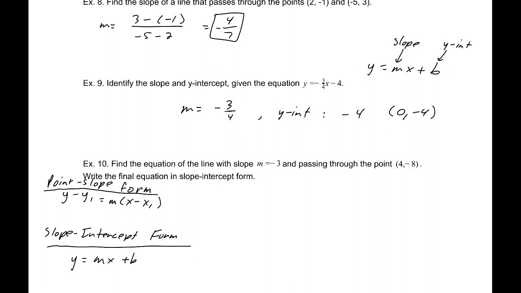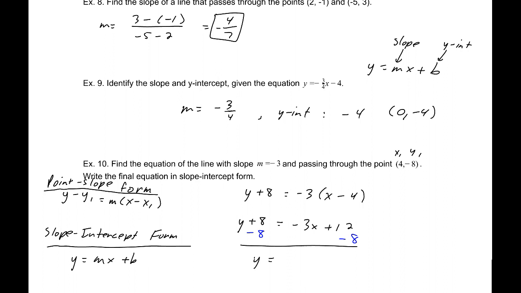First we'll use the point slope, so y minus y1, so y minus negative 8, I'm going to write that as plus 8 because I'm subtracting a negative, equals m, that's negative 3, times x minus x1, so x minus 4. So that is the equation in point slope. Now, if I want this in slope-intercept form, I need to distribute and isolate the y value. So if I distribute that negative 3, negative 3x plus 12 equals y plus 8, and then isolating the y, I get y equals negative 3x plus 4.